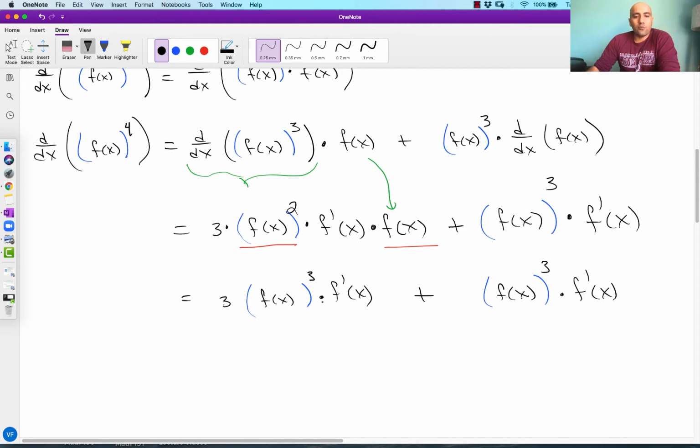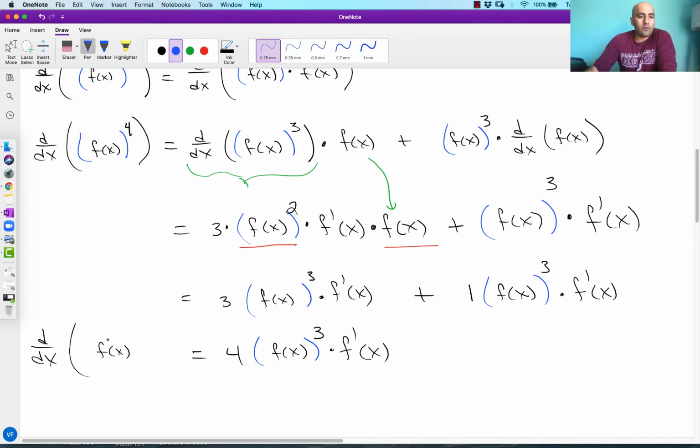We have f of x cubed times f prime of x, same thing over here, we combine them, and there's this invisible 1 there. To combine, they combine to give you 4. So this will be 4, and then f of x parentheses to the power of 3 times f prime of x. Okay, so this would be d dx of the function f of x raised to the power of 4 equals this. Okay, so we did it 3 different times.